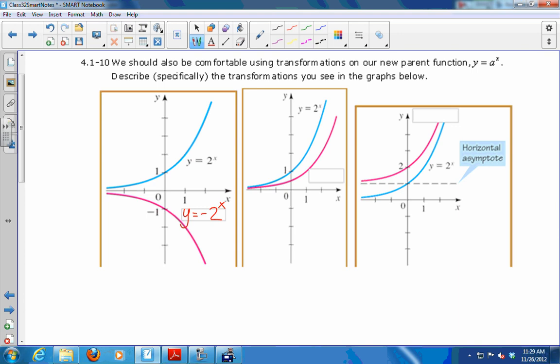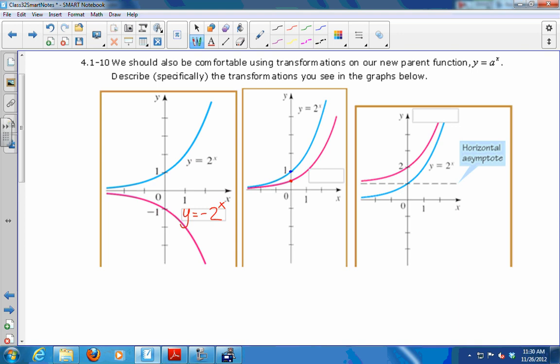All right, let's look at this second one. The blue is y equals 2 to the x. What does it look like happened? What transformation took place to turn it into that red function? A vertical compression. By how much? Factor of a half. Yeah, you can tell by looking at the y-intercept. It used to be 1, and now it's at a half. Okay, so I shrunk it by a factor of a half.